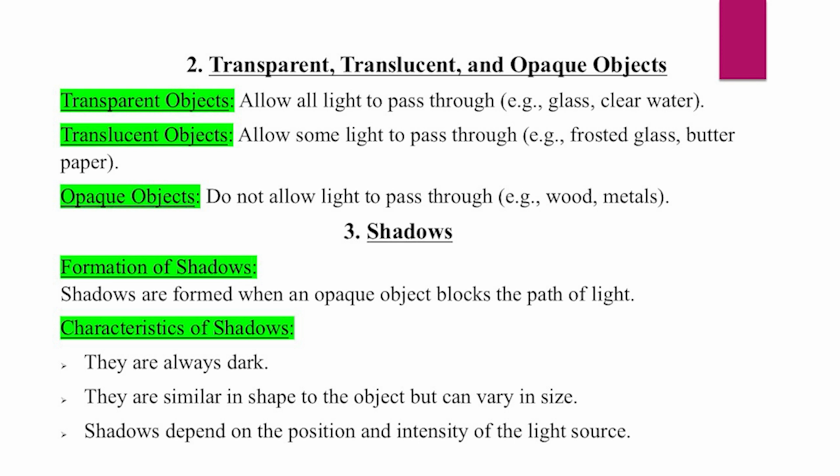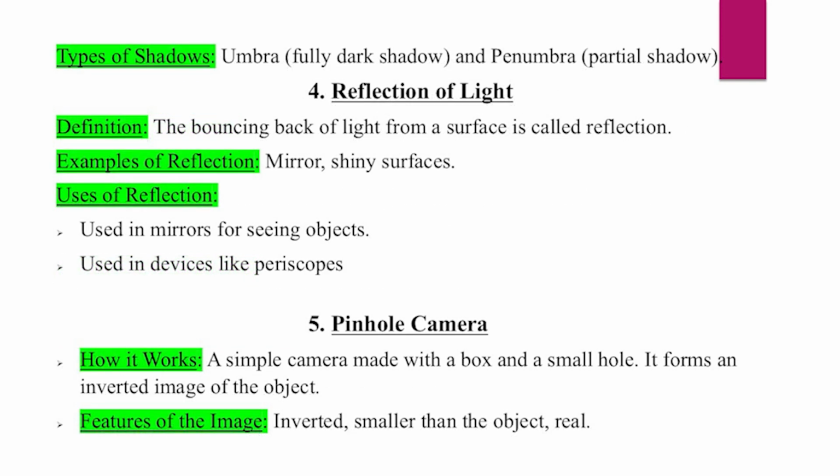3. Shadows. Formation of shadows. Shadows are formed when an opaque object blocks the path of light. Characteristics of shadows: they are always dark. They are similar in shape to the object but can vary in size. Shadows depend on the position and intensity of the light source. Types of shadows: umbra, fully dark shadow, and penumbra, partial shadow.